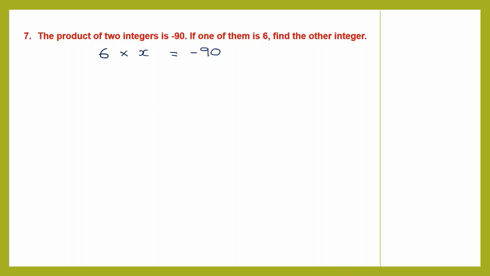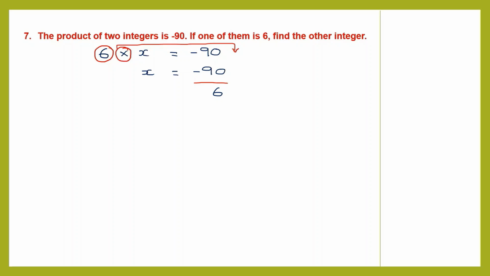So let's do that. Here I will write x as it is. On the right hand side I have minus 90, no change there also. Now what about 6? I need to remove 6 from here. So to remove 6, I'm going to take it from the left hand side to the right hand side. And when I do that, I have to see what operation I have. That is a multiplication. So when I take it to the right hand side, it will become division. It will come below 90. So this is minus 90 divided by 6. Now we have to divide these two.